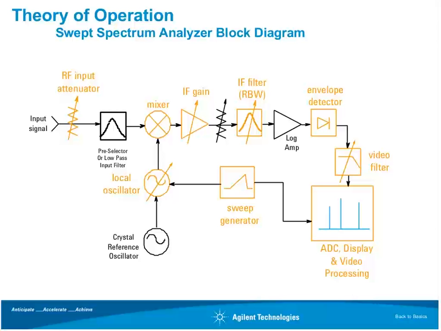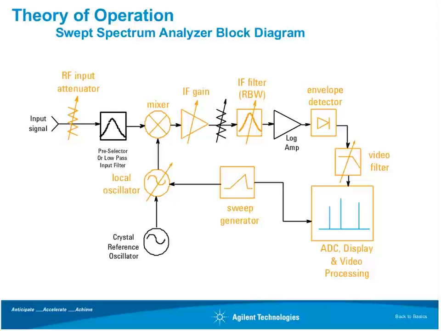Some RF spectrum analyzers get by with simply a low-pass filter. And the idea here is to limit the bandwidth of the incoming signal, again, to limit the amount of energy that eventually reaches the mixer. Now, it's a basic superheterodyne architecture, so we have a local oscillator here that mixes with the incoming signal in the mixer to produce an IF signal.